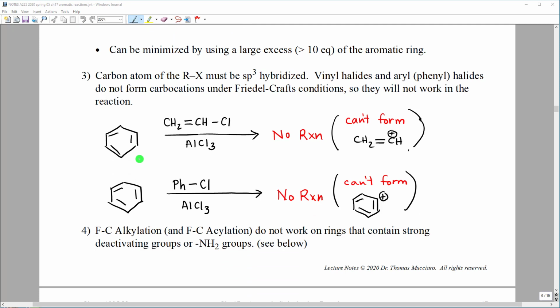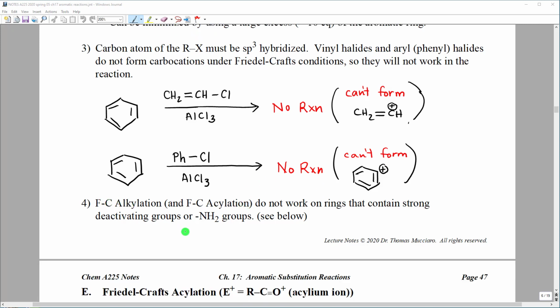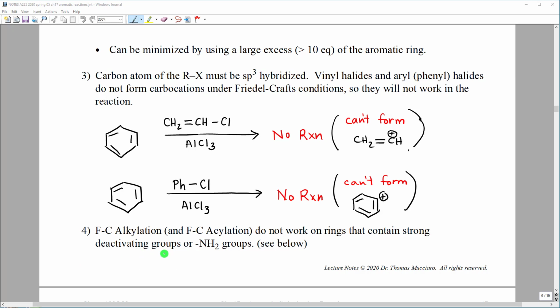The third problem is that the carbon atom of the alkyl halide must be sp3 hybridized. We cannot make carbocations from vinyl halides or aryl, in other words, aromatic ring halides, under normal circumstances. So they don't work in the reaction. And so you can see that represented here. If I use vinyl chloride with AlCl3, I would get no reaction because I can't form this carbocation. If I used chlorobenzene under normal conditions, I would get no reaction because I can't form the phenyl carbocation. Finally, Friedel-Crafts alkylation and our next reaction do not work on rings that contain strong deactivating groups or NH2 groups. This will be further explained below.